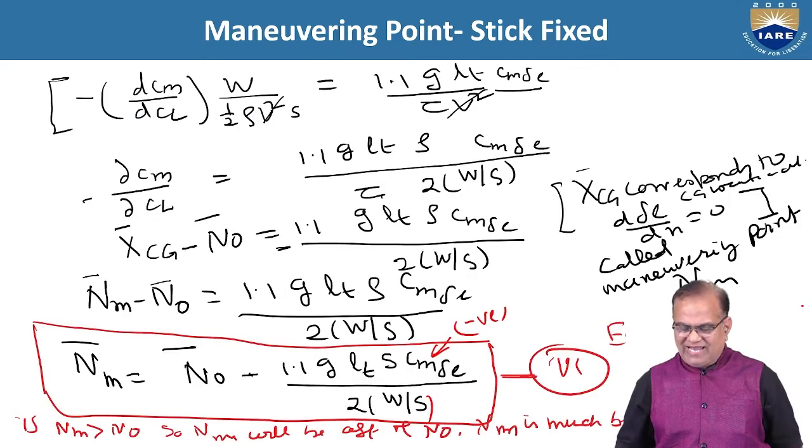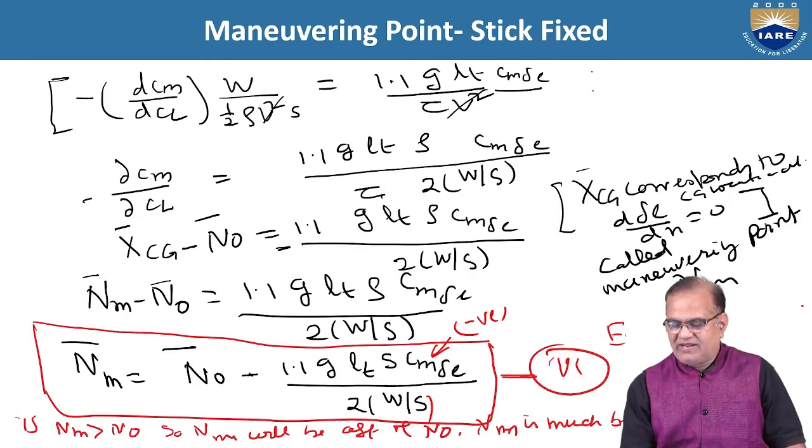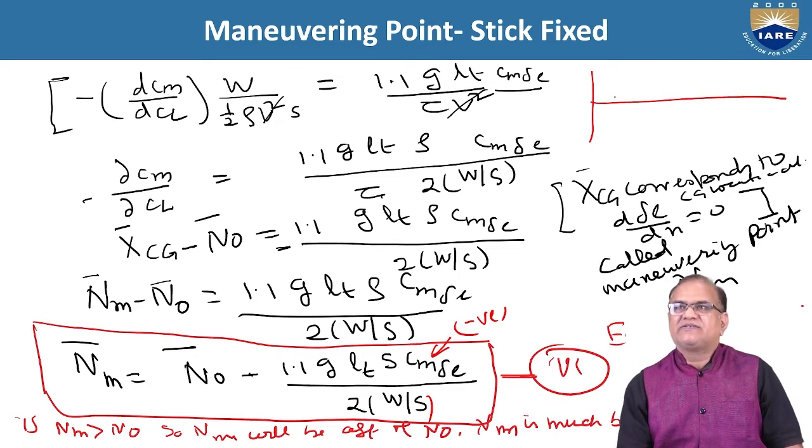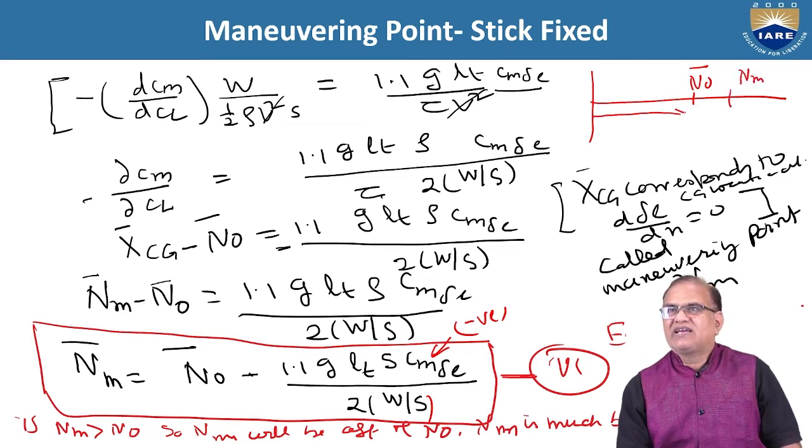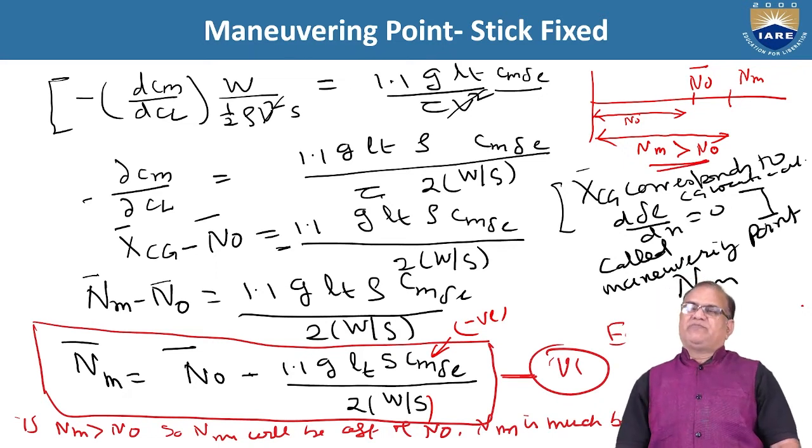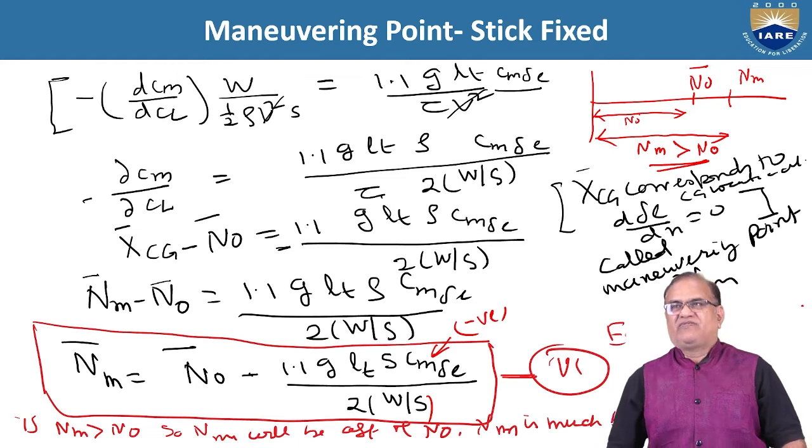Here we can see that if I draw a line like this, and this is the neutral point, your Nm will be here, aft. So if this is N0 and this is Nm, and Nm is greater than N0. Okay, so the maneuvering neutral point has a higher value than the neutral point of the aircraft.